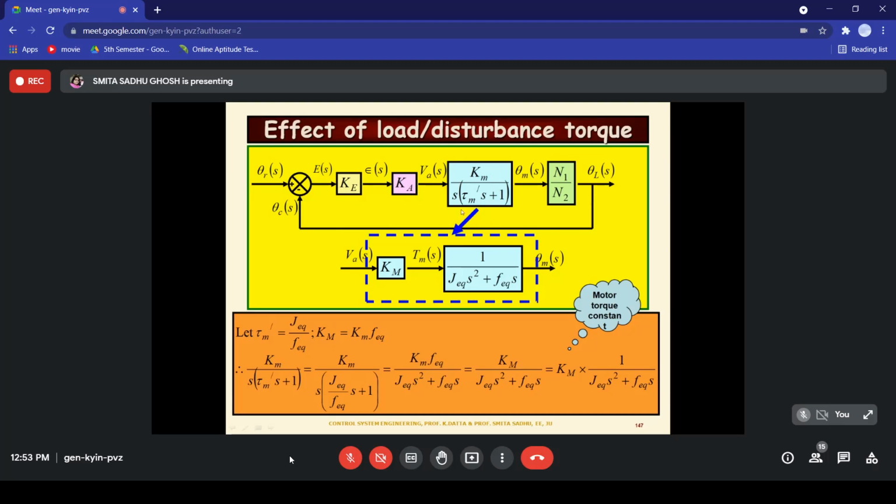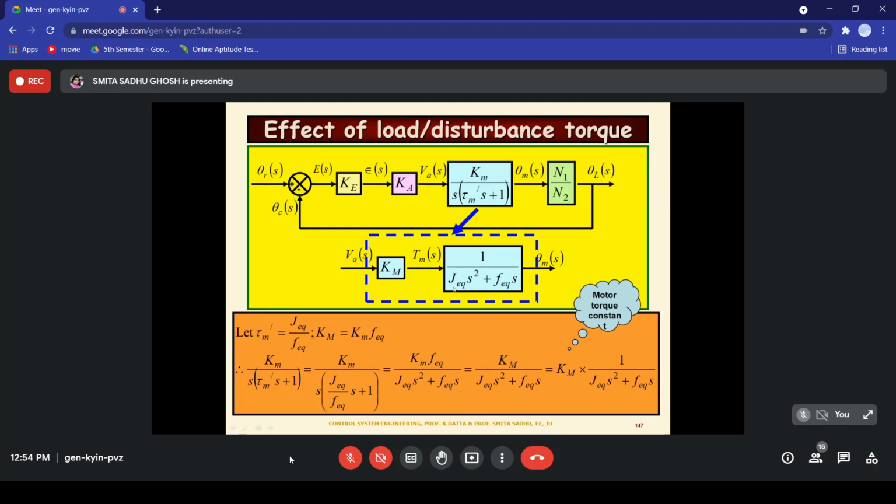Here, this block has been broken up such that we are able to see how much the torque is going to be, and then consider the effect of the disturbance torque. So that is why this has been done, where now you can see this block, Kn, is actually the transformation ratio between the torque being produced and the armature voltage being applied. And then you have this block giving the relation between the motor angular position, theta m, and the motor torque Tm.